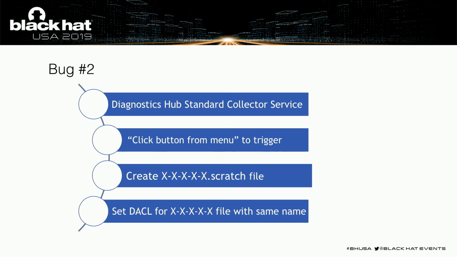So the second one is in the Standard Collector Service. This interaction is more complicated. It clicks the button from the menu to trigger. The program first creates a file, and then it sets the DACL for the same name file but without an extension. So there is also a certain time between them. So it's definitely a race condition problem.